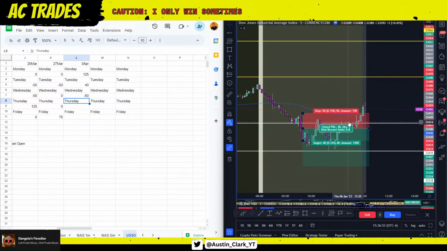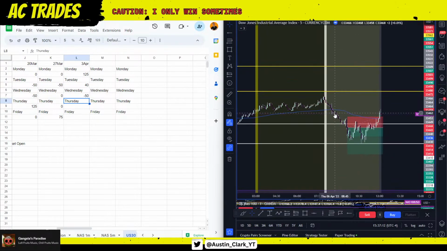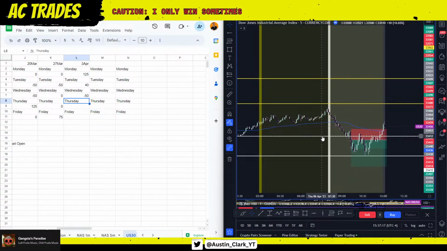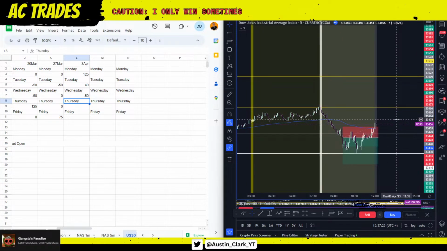And again, this is just based on statistics and using this strategy for so long. I know that when price on the Dow Jones gets to around 40, I just put it at break even, and I'm happy. I didn't lose anything, right? So this would still be a 0. So let's see if we find some more setups. Like that there.